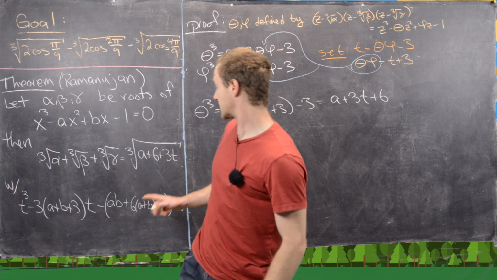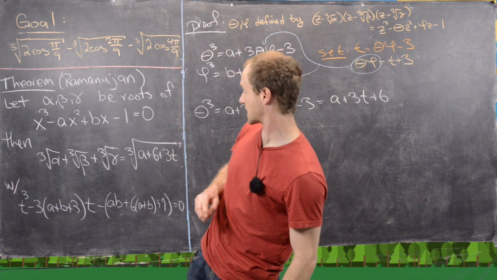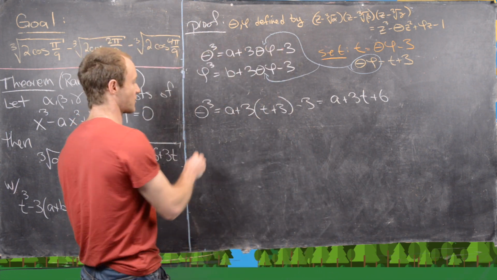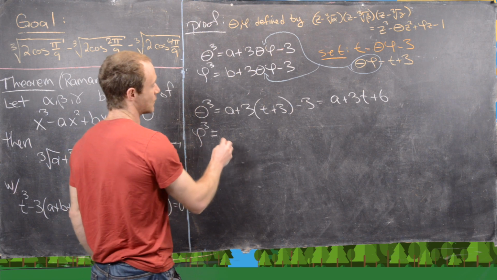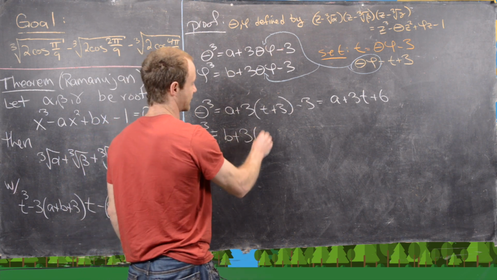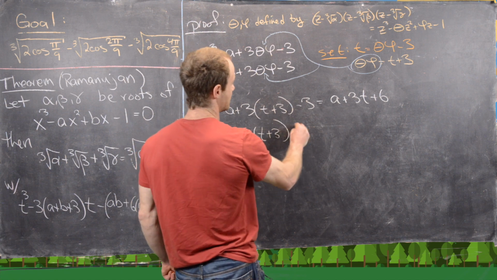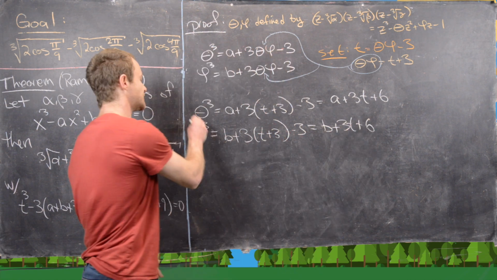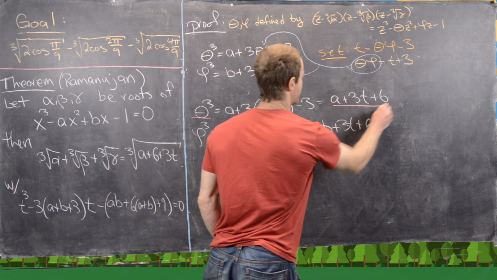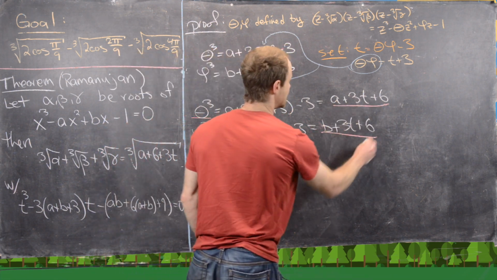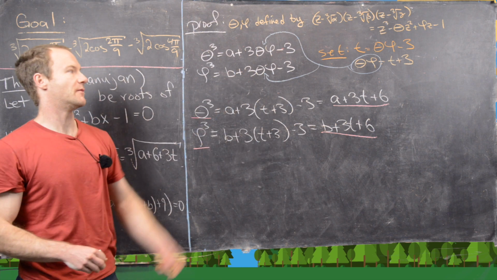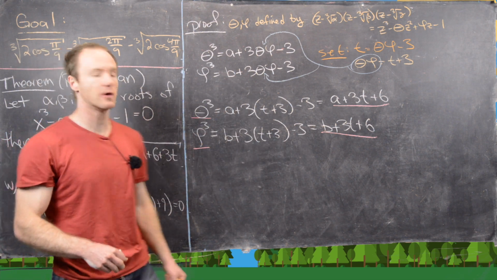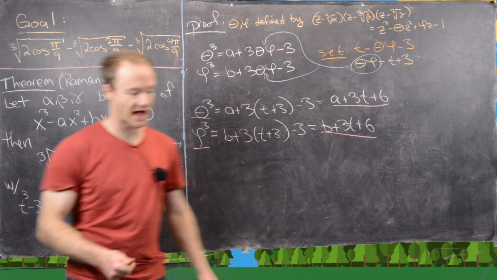And notice that's getting to look like this thing over here, which was kind of our goal. And then furthermore, if we take phi cubed, we're going to have b plus 3 times t plus 3 minus 3, which is b plus 3t plus 6. So now we have these nice values for theta cubed and phi cubed in terms of our new object t and our old coefficients a and b like we had over here.